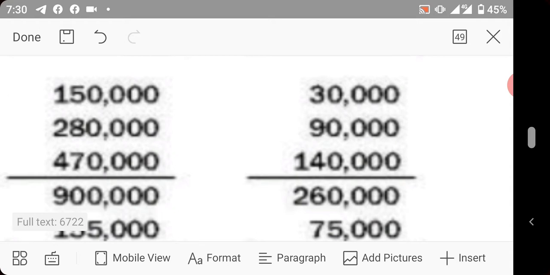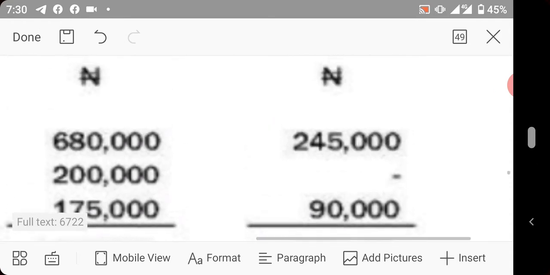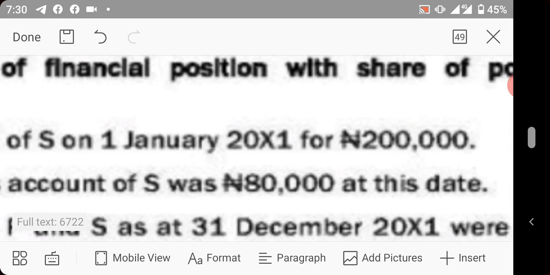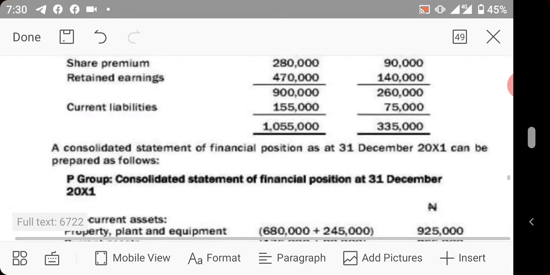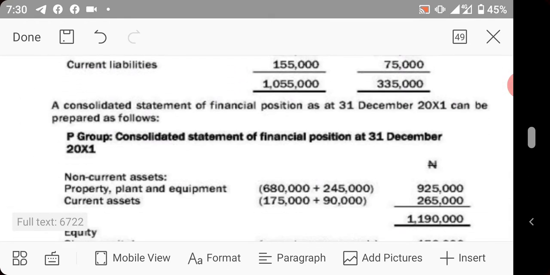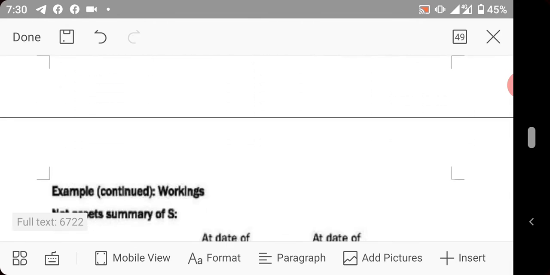So how would you now get your post-acquisition retained earning? You will now say 140,000 minus the pre-acquisition of 80,000. That will give you post-acquisition retained earning. Now that is why we took this question, so that you can understand what we talk about. Now the first thing you do is workings. You leave the solution. How is the workings done?